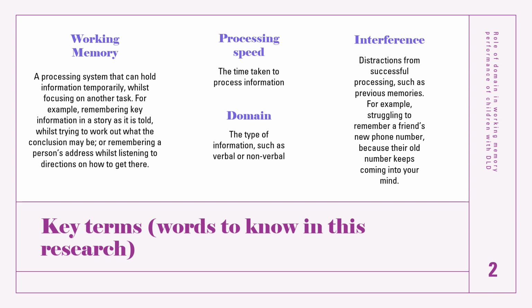Processing speed, the time taken to process information. Domain, the type of information such as verbal or non-verbal. Interference, distractions from successful processing, such as previous memories. For example, struggling to remember a friend's new phone number because their old number keeps coming into your mind.